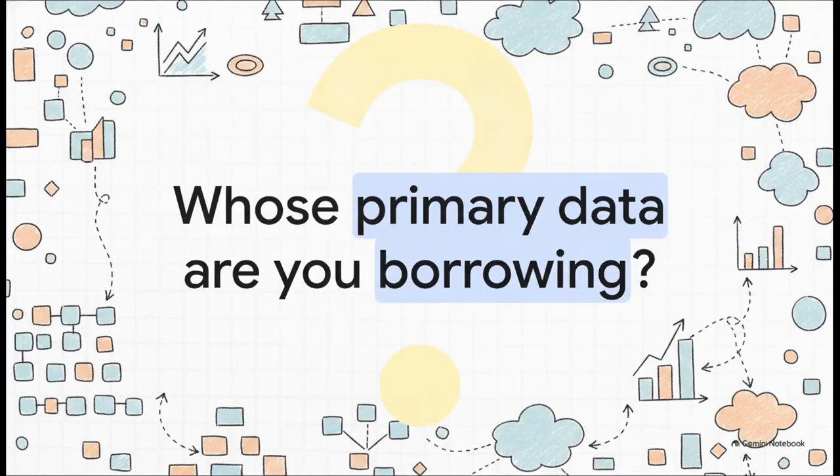Which leaves us with the final thought to take away from this explainer. The statistics we rely on to understand our world are built on this vast, totally interconnected web of shared information. So, the next time you read a report, look at a chart, or analyze a statistic, challenge yourself. Ask yourself, whose primary data are you actually borrowing? Understanding the true origin of your data is the first and absolutely most important step to truly understanding what that data actually means.